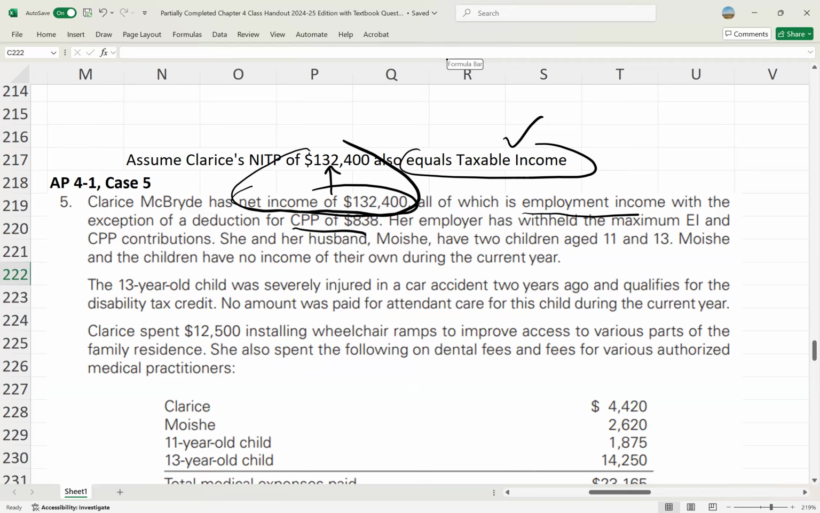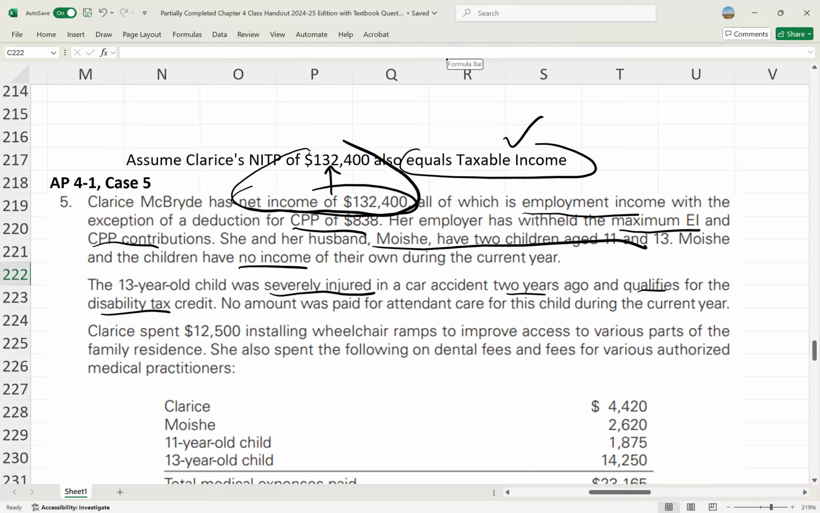So the $132,400 net income has already been done for us, and we're just going to assume that that equals her taxable income. Her employer withheld maximum EI and CPP. So we know that when we calculate the tax credits, she's going to get the maximum EI CPP tax credit. She has a husband and 2 kids, and none of them have any income. The 13-year-old was severely injured in a car accident 2 years ago and qualifies for the disability tax credit.